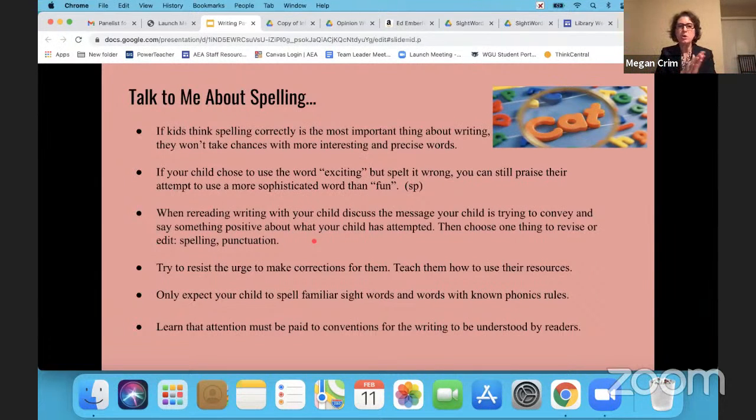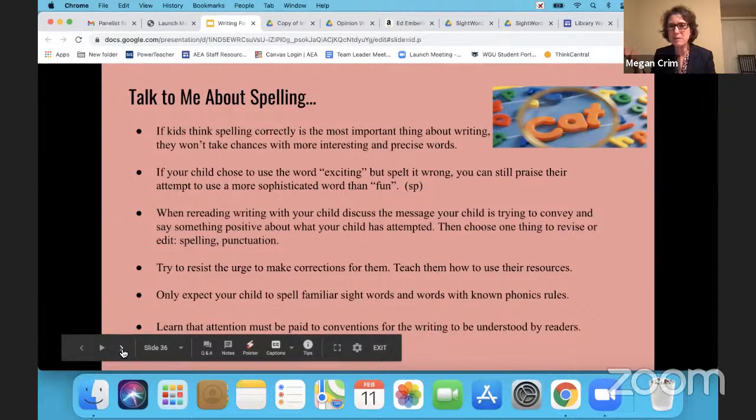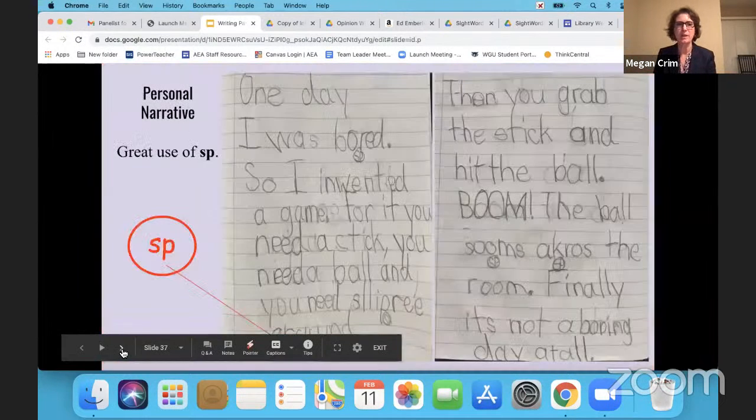Okay. Learn that. And we do want them to learn that attention must be paid to the conventions for the writing to be understood by the reader. And the first reader is themselves. They need to be able to read it back to you. And so if they're not leaving spaces between words and you haven't told them, and you ask them to read it to you, or to their stuffed animal, or they're calling grandma on the phone to read it to her and they can't read it, then they actually understand the idea behind space between words. Maybe I should put space between the words so it'd help me read it.